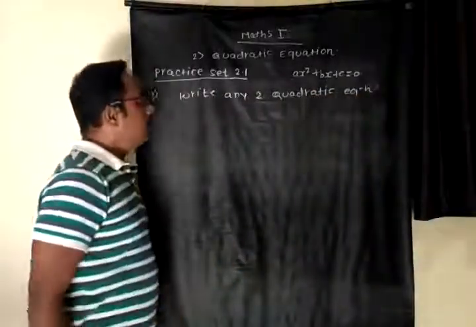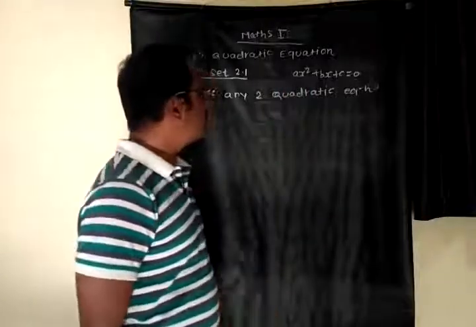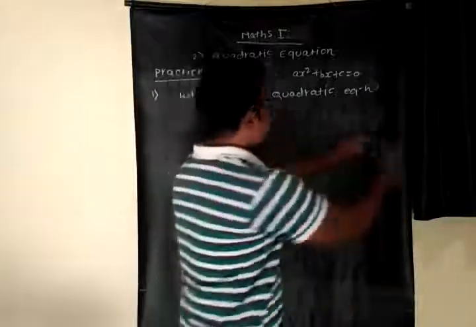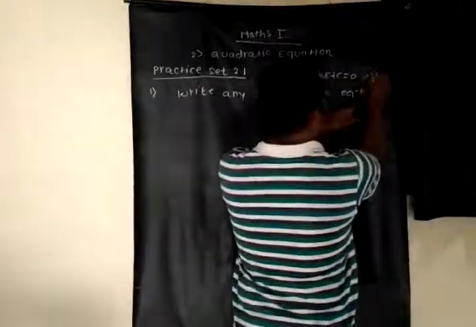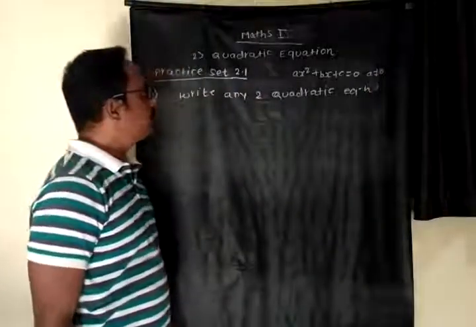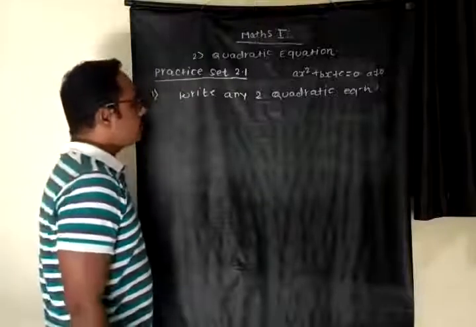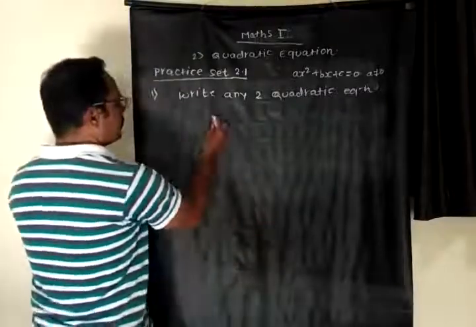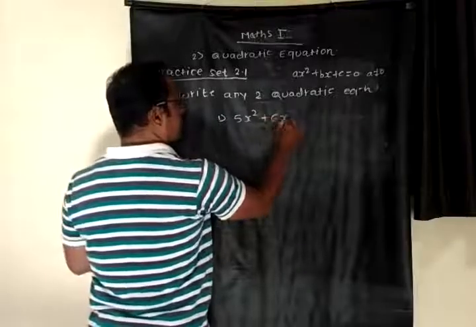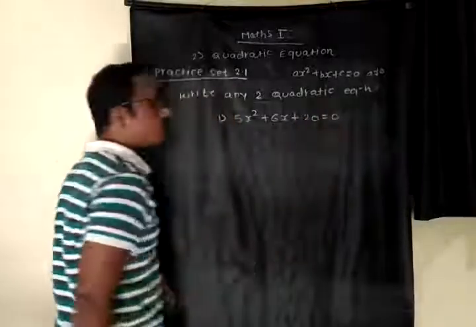Now for that, we use the standard form of a quadratic equation, ax square plus bx plus c is equal to 0, where a is not equal to 0. That is the standard form of a quadratic equation. So by using it, we are going to write any two quadratic equations. The first one is 5x square plus 6x plus 20 is equal to 0.